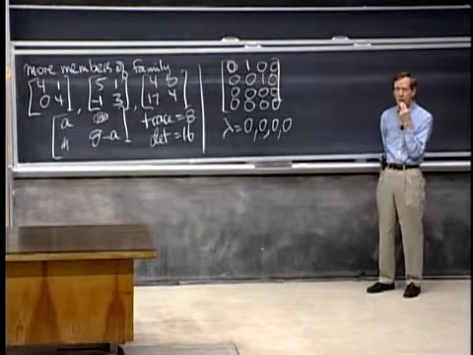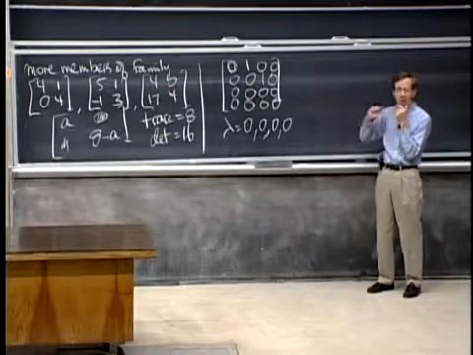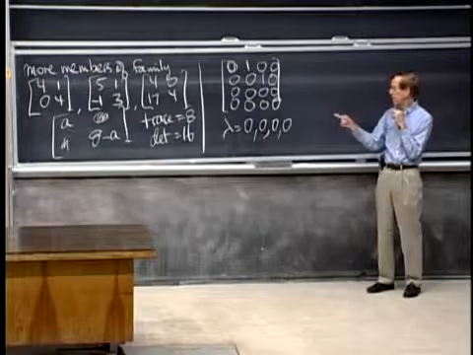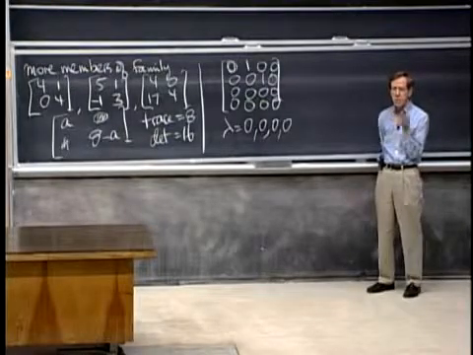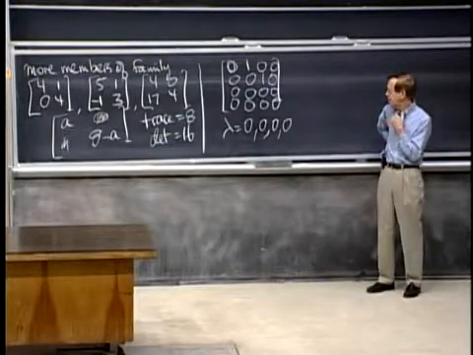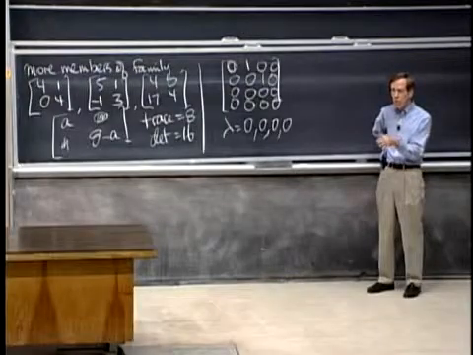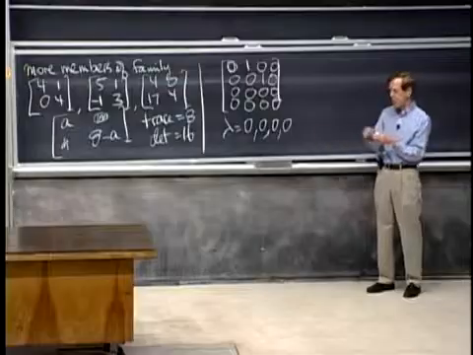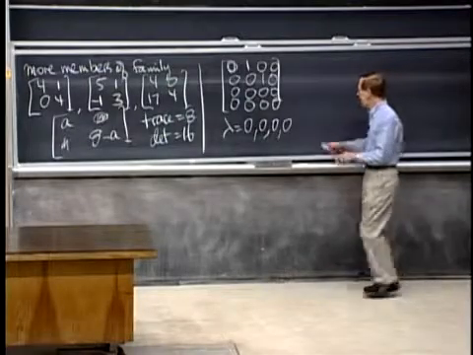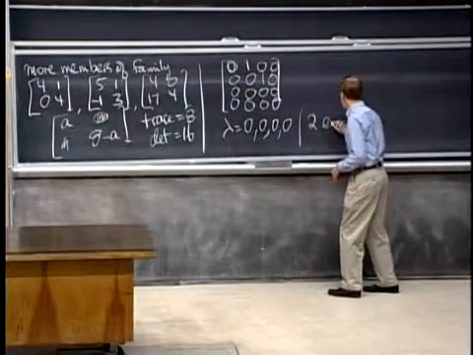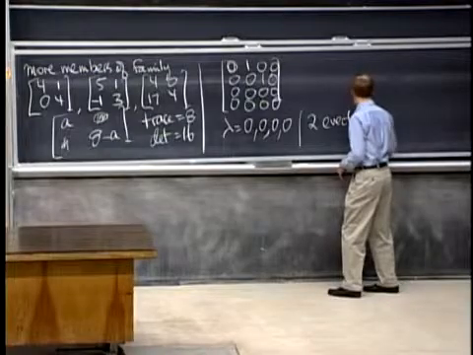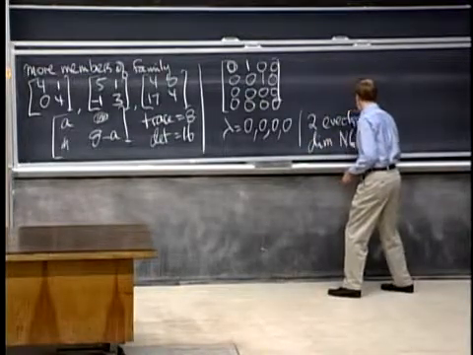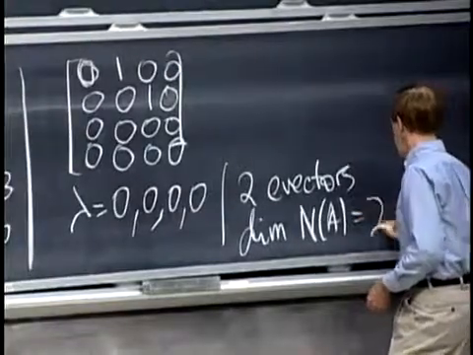Why? Because you ask what's the rank of that matrix? The rank is obviously 2. The number of independent rows is 2. The number of independent columns is 2. So the dimension of the null space is 4 minus 2. So it's got 2 independent eigenvectors. The dimension of the null space is 2.